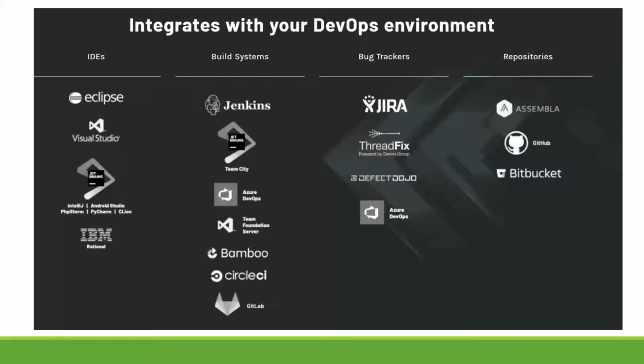So Kiuwan has direct plugins available for all well-known IDEs, and Kiuwan can work with all build systems because we have direct integration and plugins available anyways. And for bug trackers, Kiuwan results can be exported in CSV, and the CSV file can be imported within your bug tracking tool to create automatic tickets or automatic cases. So we have direct integration available for almost all the tools in your DevOps cycle.